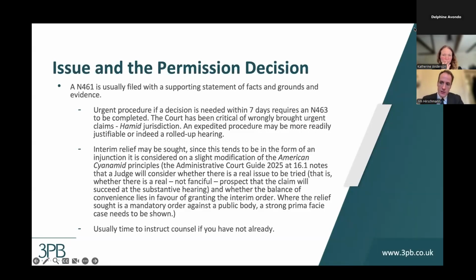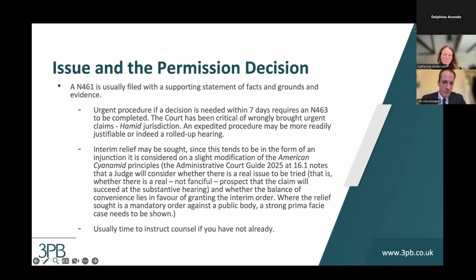But as we know, education cases are urgent, and you will often see an expedited timescale because the court wants to resolve it quickly. What you sometimes see there is what's called a rolled up hearing, where you have the permission decision together with the final substantive hearing and judgment following straight after, just because it enables the court to reach a settled decision more quickly.